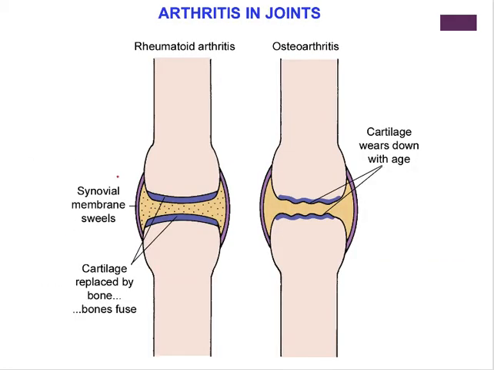So here's a picture of some rheumatoid arthritis. You can see that the cartilage there is being replaced by bone, and there's a very painful swelling going on of the joint here. And then in osteoarthritis, you can see that the cartilage is just wearing down. And as the cartilage wears down, you have less reduction of friction, and less absorption of shock there. So you'll get pain in the joints.